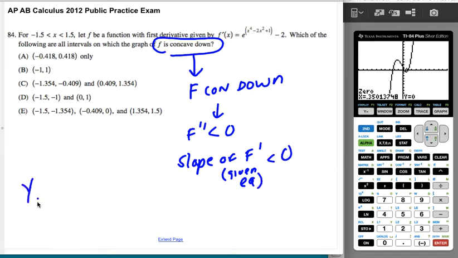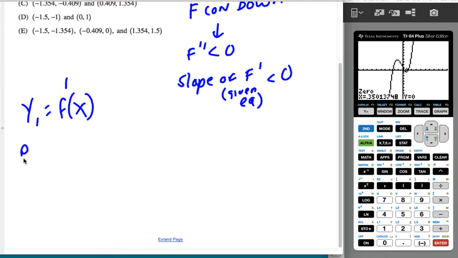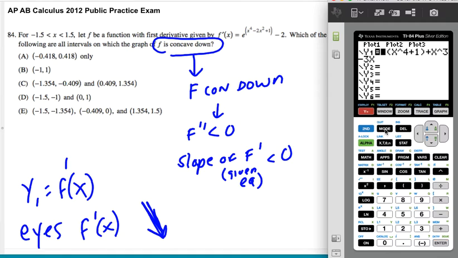So if I graph my y1 to be f prime, right, I want my eyes to see when f prime is physically going downhill. And I can see that with my graph. I don't have to differentiate. I just need to comprehend that that's what that means.